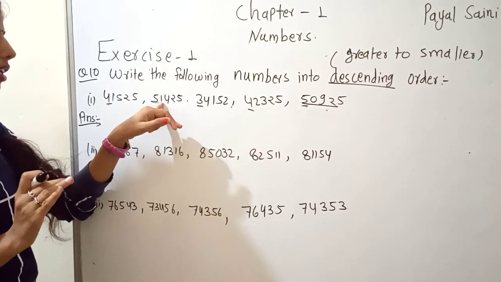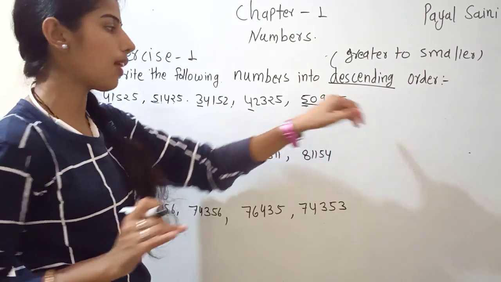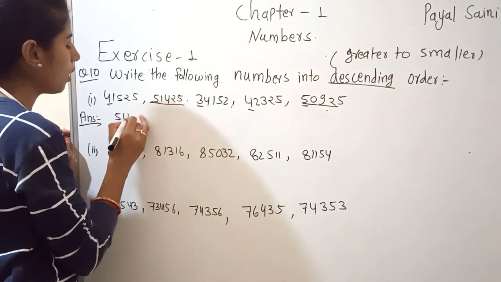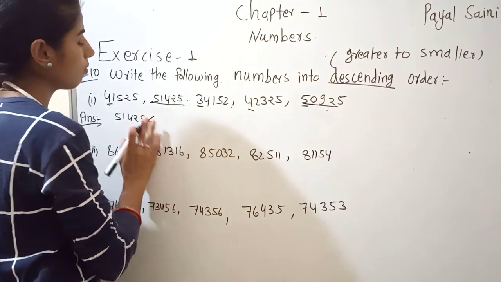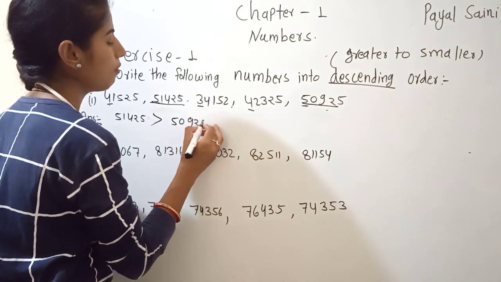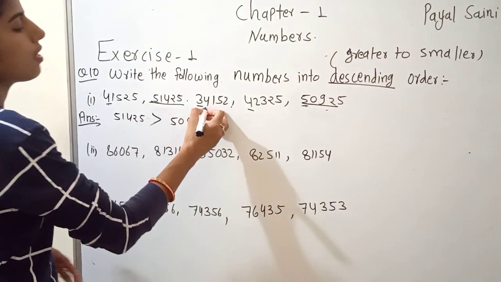Then here is 51,425 and this is 50,925. When we read, then we know here 51,425 is greater than 50,925. After that we know that 3 is the smallest and it is the last number.